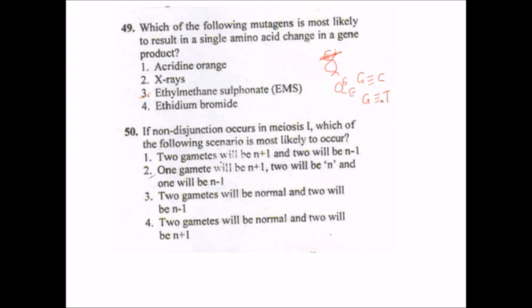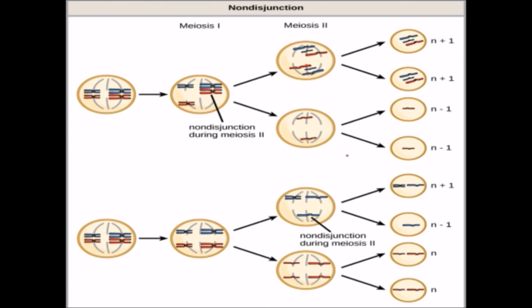Next question is, if non-disjunction occurs in meiosis I, which of the following scenarios is likely to occur? The answer will be two gametes will be n plus 1 and two will be n minus 1. Sorry, because let's have a look at this. If non-disjunction occurs during meiosis I, then both of the cells will get affected. Here we will have 2n plus 2 and 2n minus 2. And so after meiosis II, we will get n plus 1, n plus 1, two cells with the same composition, and the other two will have n minus 1, n minus 1.